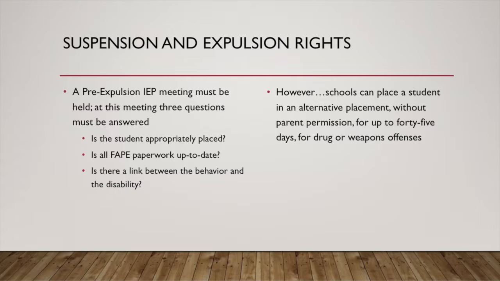However, schools can place a student in an alternative placement without parent permission for up to 45 days for drug or weapons offenses. So if a student is involved in anything drug or weapon related, they can be removed from the school for up to 45 days, and they do not need parent permission to do this.